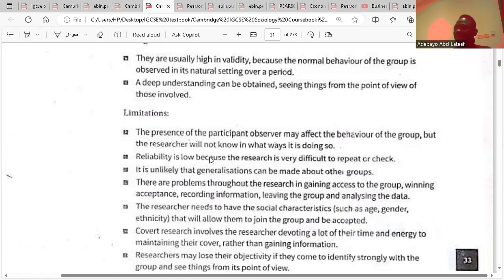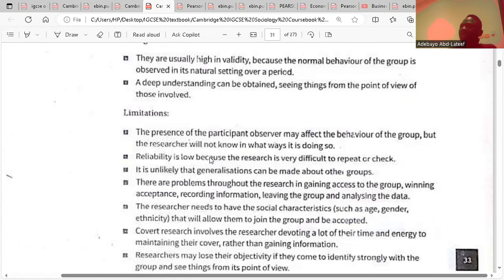The next one: a covert observer might need to spend more time keeping their identity rather than gaining information. As a covert observer, you care more about not exposing your identity rather than gaining information. So you are so careful. Whatever you do, you want to ensure that your identity is not unveiled. As a result, you might be losing out on information that you are supposed to be gathering.